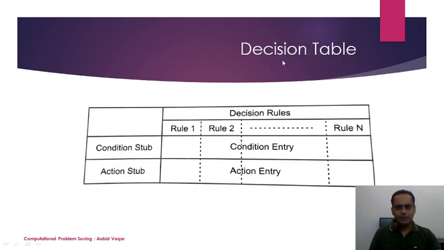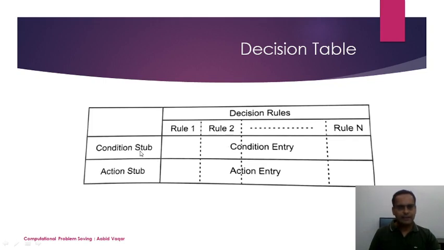Next, the most important thing in the design is decision. You have to implement so many decisions in the solution of a problem. So these decisions can be indicated in the form of a decision table. A decision table basically divides into four. If you divide it this way and this way, you will have condition stub, action stub, condition entry, and action entry here. So these are the components of a decision table.